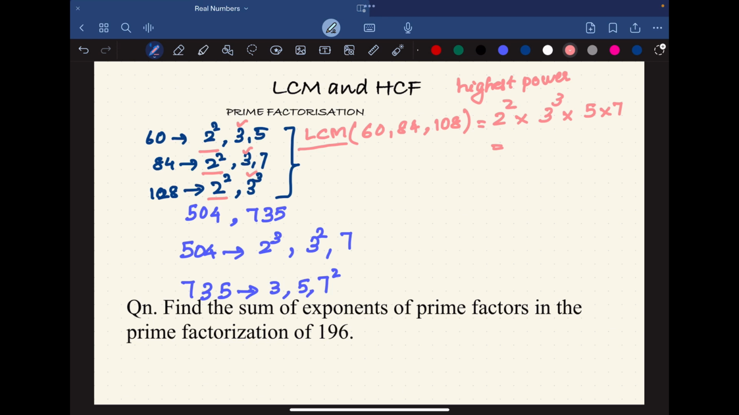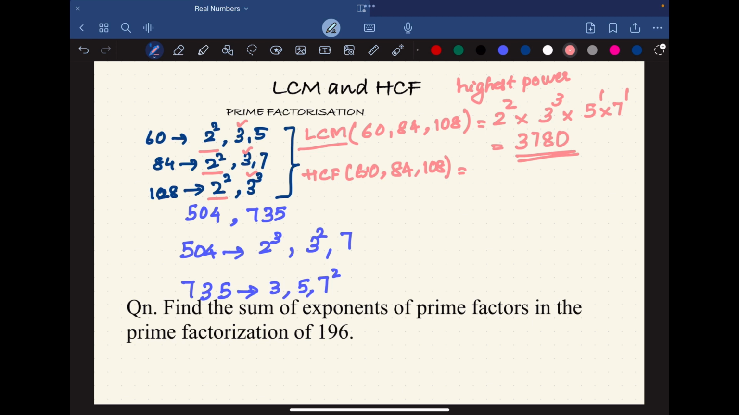5 we have only 1, 7 also 1. So we got 2 square multiplied with 3 cube multiplied with 5 raised to 1 multiplied with 7 raised to 1, and when we multiply all these together we will get 3780. This is the answer. How to find out the LCM? Now let's see how can we find out the HCF of these numbers 60, 84 and 108.